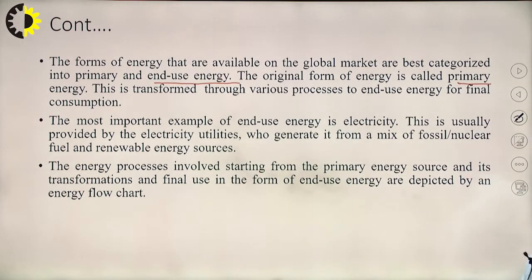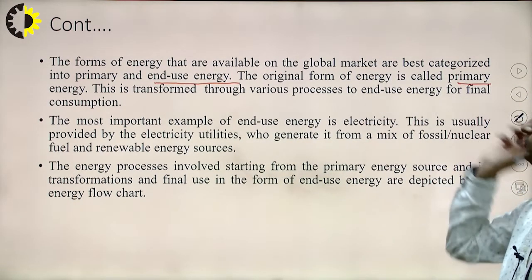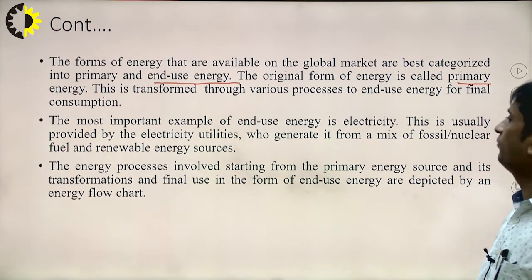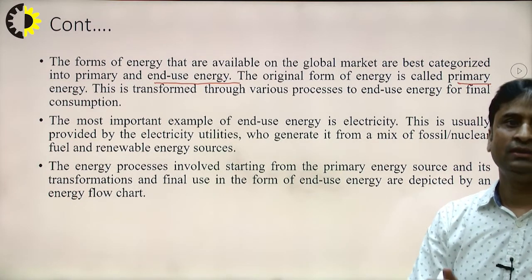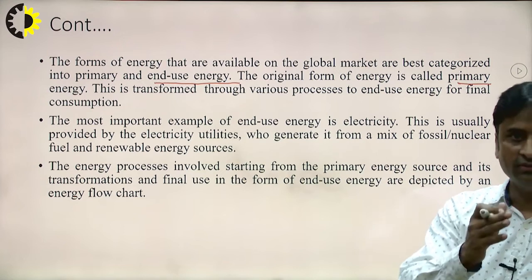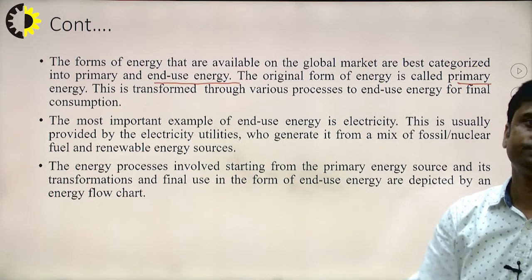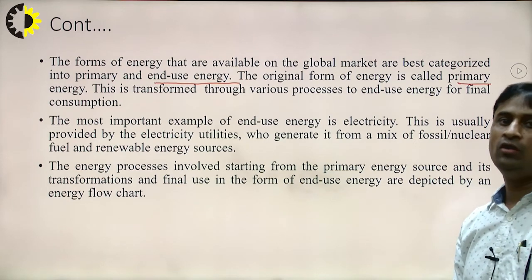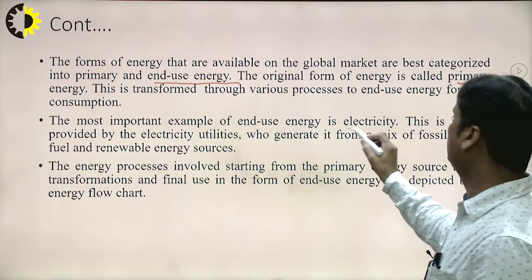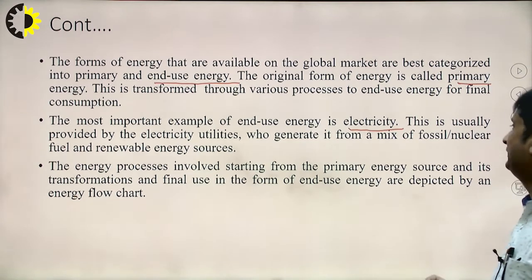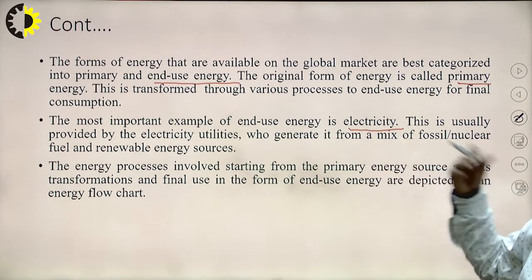So this is transformed through various processes into end use energy for final consumption. That is, it is transformed through the various processes so that the end use energy can be used for final consumption. We are using, like, electricity. The most important example of end use is electricity, and this is usually provided by an electricity utility.